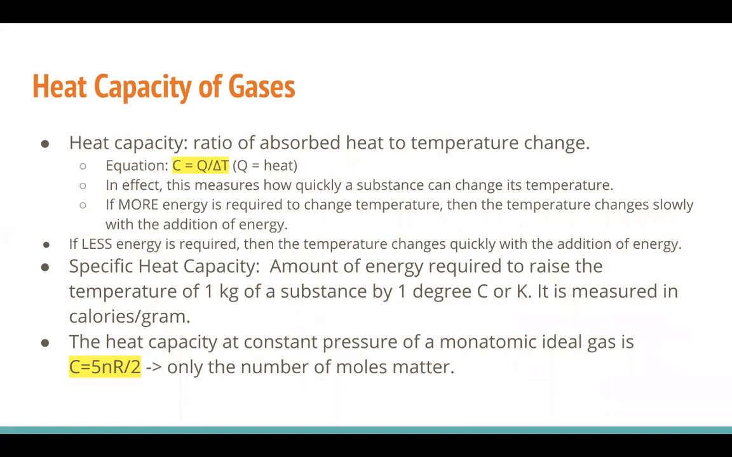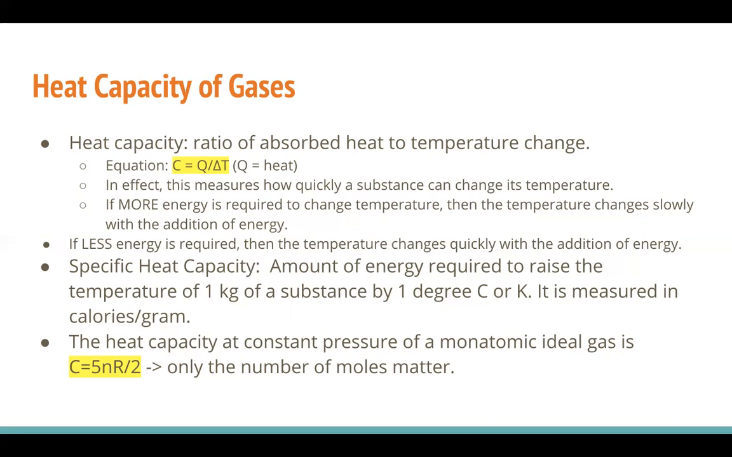Okay, but heat capacity is basically the ratio of absorbed heat to temperature change. All that means is how much heat does the substance need to absorb to change its temperature? And so the equation is heat capacity equals Q over delta T. So Q is the amount of absorbed heat, and delta T is the temperature change. So this measures how quickly a substance can change its temperature. Therefore, if more heat is required, then the temperature changes slowly with the addition of energy. But if less energy is required, then the temperature changes quickly.